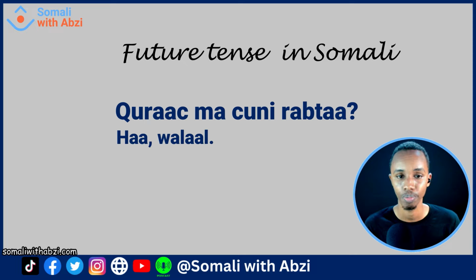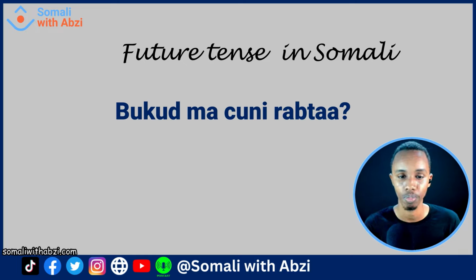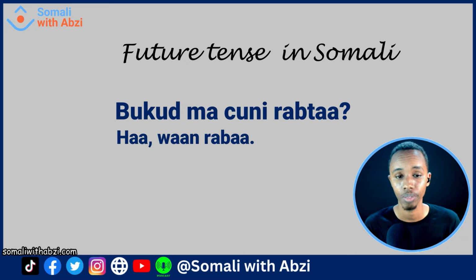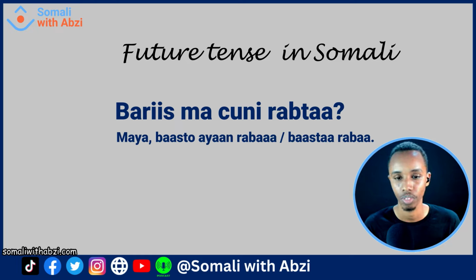Biscuit ma cun rabtaa? Haa, waan cun rabaa. Bariis ma cun rabtaa? Haa, waan cun rabaa. Or you can also say basta ayaan cun rabaa. So in Somali, we use a shortened way most of the time. So basta ayaan, add basta plus ayaan. So you say bastaan.